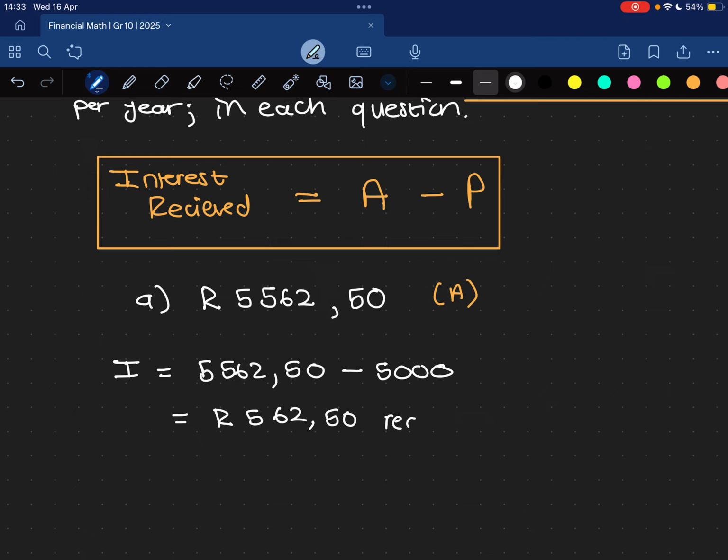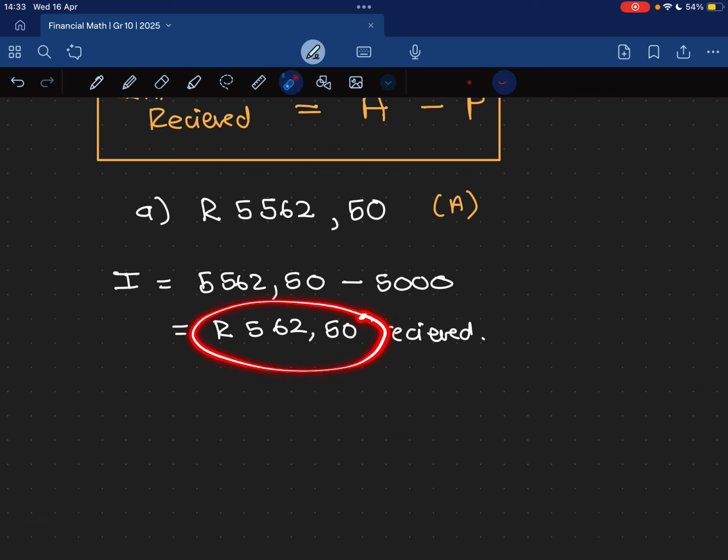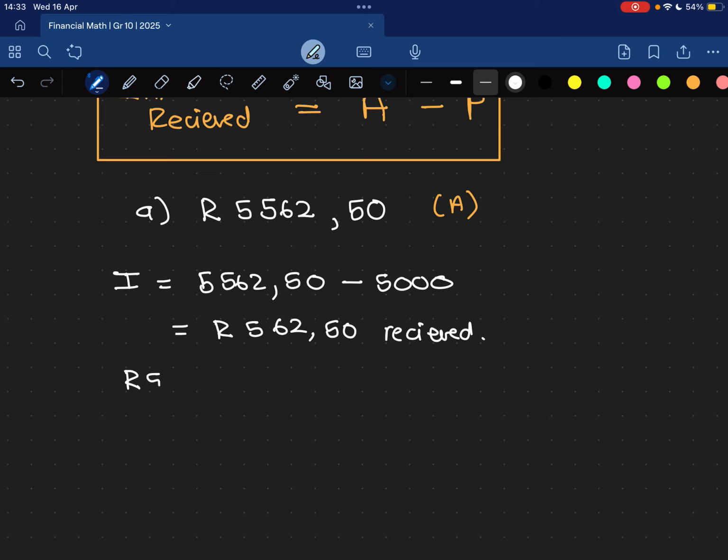But now if I want to know how much was received every year, I want you to take a moment and think, if this is how much I received in 3 years, how would I work out how much I would receive per year? So take a moment to think about it. So the way I would figure it out is I would divide by 3. So I would take 562.50 and I would divide by 3 and I would get 187.50 each year.